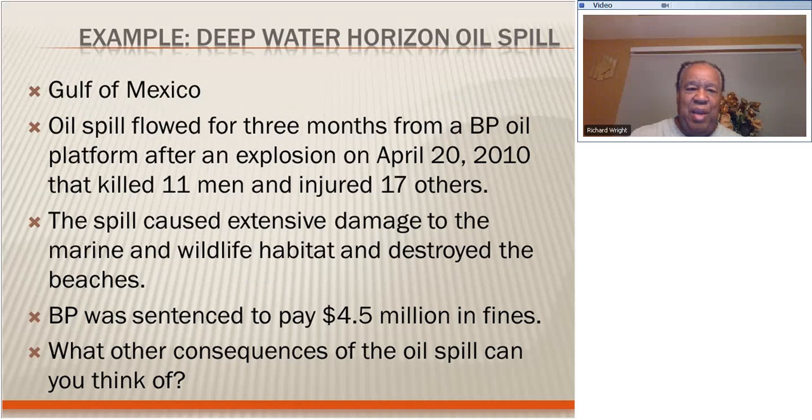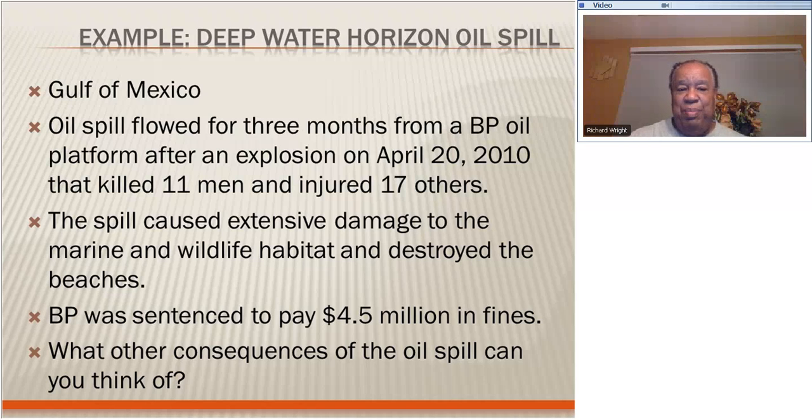This is an example of a deep water oil spill, Gulf of Mexico, down by Texas, where the oil spill flowed for 3 months. BP, this was a big one. The oil spill occurred after an explosion in 2010 that killed 11 men and injured 17 others. The spill caused a lot of damage to the marine life, as I was talking about earlier, and the wildlife habitat, and destroyed the beaches, so the people couldn't even swim in the waters.